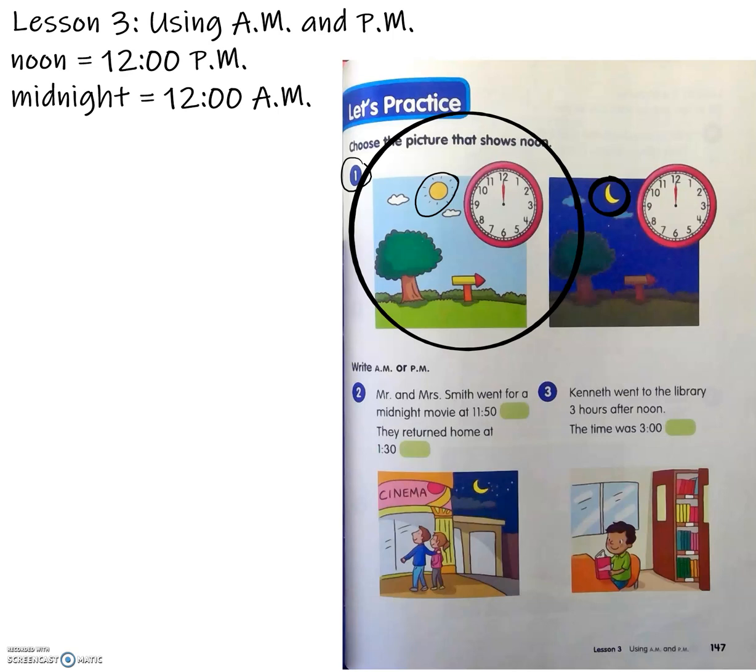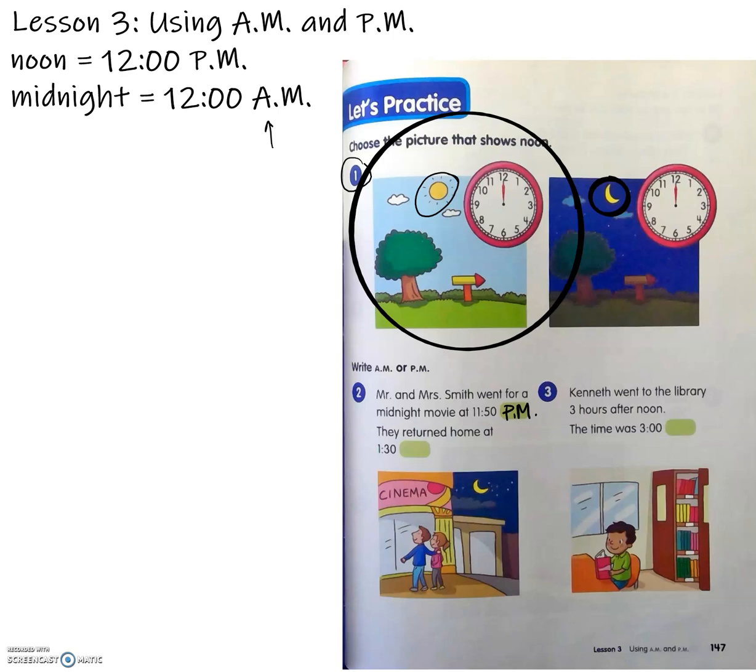Numbers 2 and 3 want you to write AM or PM in the blanks. Number 2 says Mr. and Mrs. Smith went for a midnight movie at 12:50 blank. They returned home at 1:30 blank. Well, midnight is the start of the morning, but it's not quite at midnight yet at 11:50, which means my first one here should be PM. 11:50 p.m. is when they went for their midnight movie.